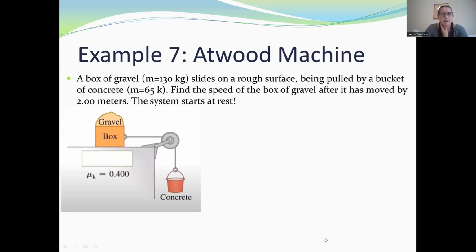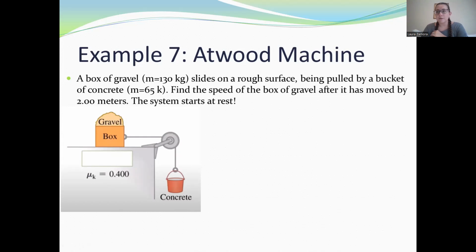A box of gravel with a mass of 130 kilograms slides on a rough surface. Right there, that's a clue. Friction is involved. If we have a rough surface, that means there's friction, and we can tell that from the picture too. The coefficient of friction is given to you. It slides on a rough surface being pulled by a bucket of concrete with a mass of 65 kilograms. Sorry, the G is missing there, it should be kilograms. Find the speed of the box of gravel after it has moved 2 meters. The system starts at rest.